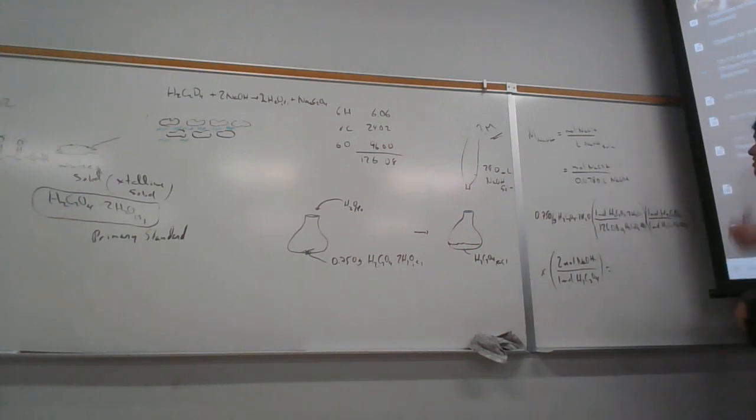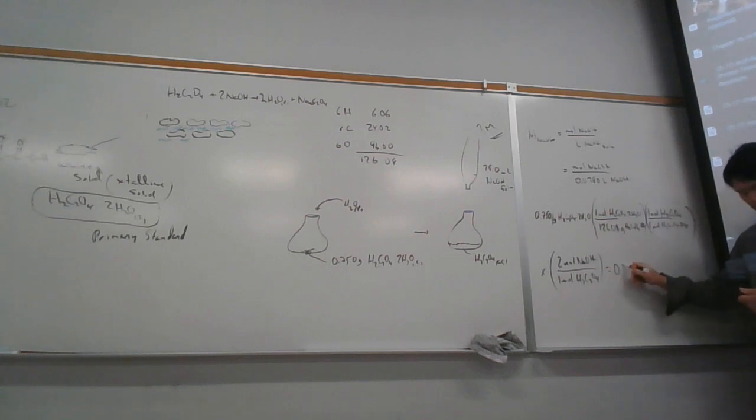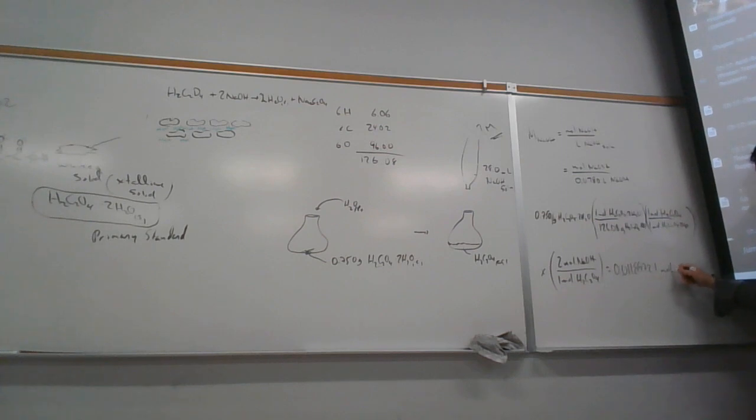Once we have moles of sodium hydroxide, we plug it into this equation here, and then we can calculate the molarity. And so I'm going to take 0.75 divided by 126.08 times 1 divided by 1 times 2 divided by 1. So I'll just do times 2. 0.0118971 moles. I'm just leaving all the digits in my calculator, and then I'm going to plug it in up here.